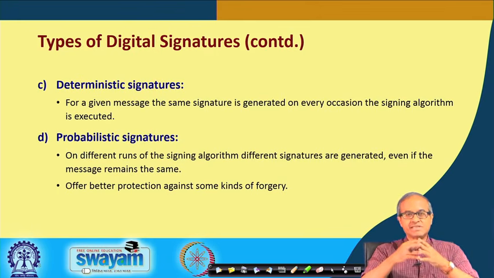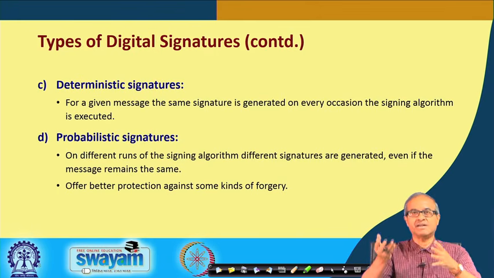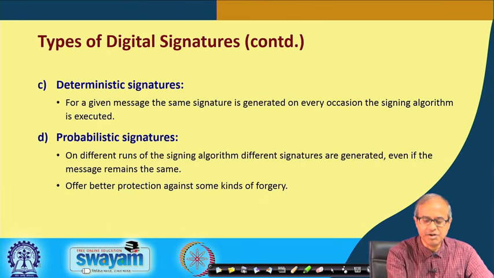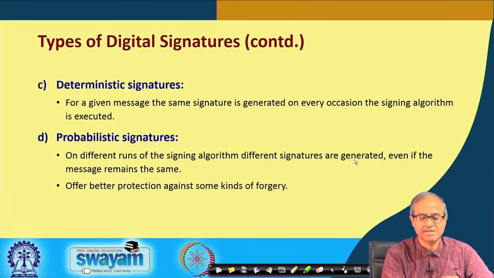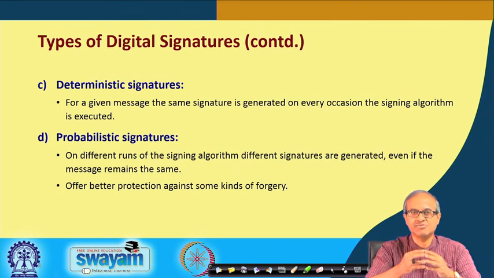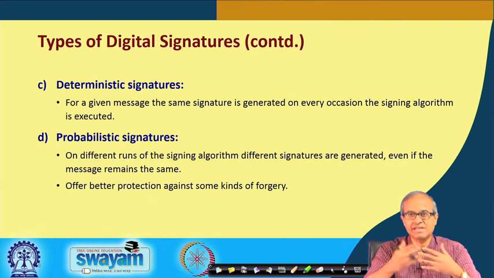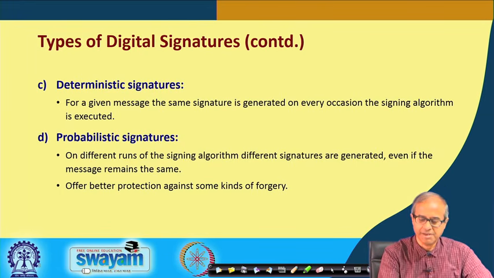But probabilistic signature is something which adds another level of security, that every time there may not be a match. With some probability, on different runs of the signing algorithm, different signatures can be generated even for the same message. So, there are many ways in which you can use this probabilistic signature. I am again not going into detail, but this adds a level of security to some system where really a very high level of security is required. There you can go for probabilistic signatures.